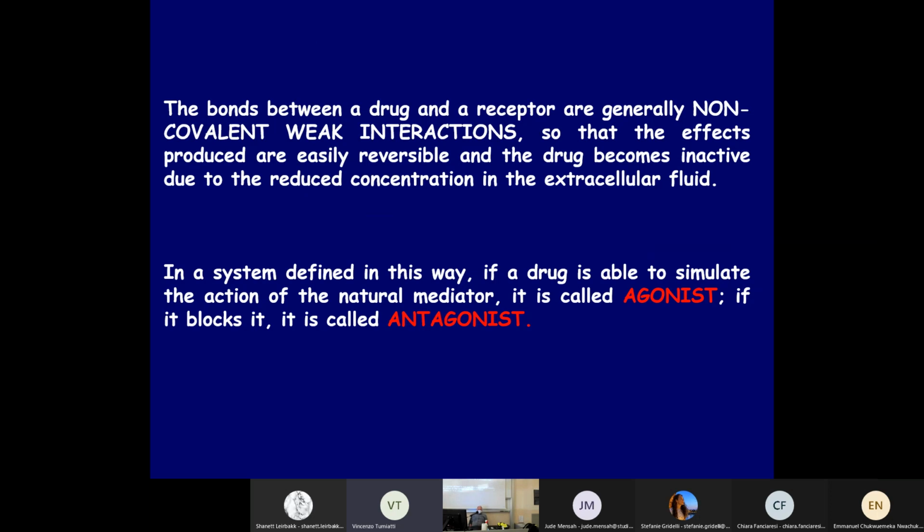But what kind of forces are involved in the drug receptor interaction? Normally, non-covalent bonds, and normally they are weak interactions. These interactions should be reversible in order to avoid a long-term effect on a receptor. Normally, after hours, minutes, the effect should stop.